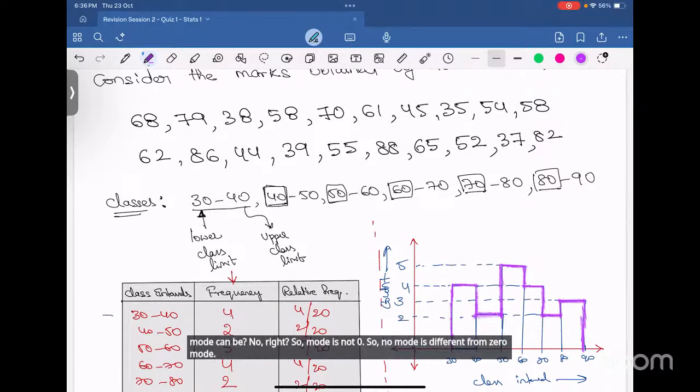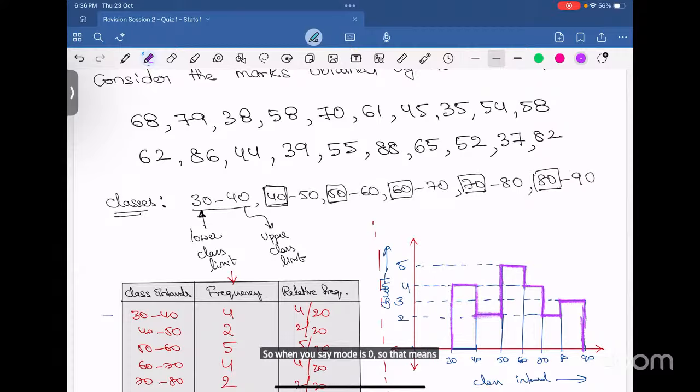So when you say mode is zero, that means zero is an observation that is repeated the most in the given data set. So null mode we have to say. Then mode is null here. It's not null also. There is no mode for the given data set. No mode. Okay. So mode comes into the picture only when at least one of the observations is repeated twice.